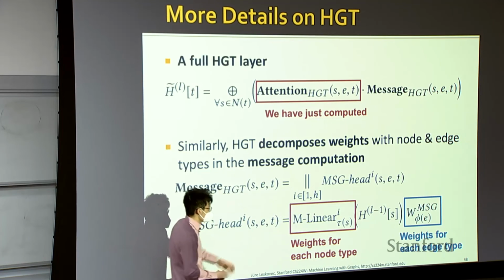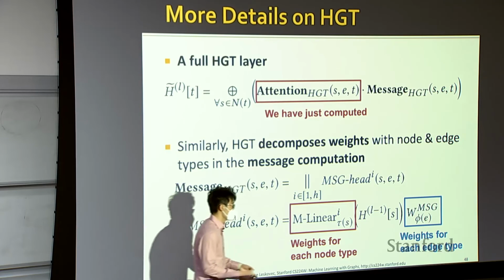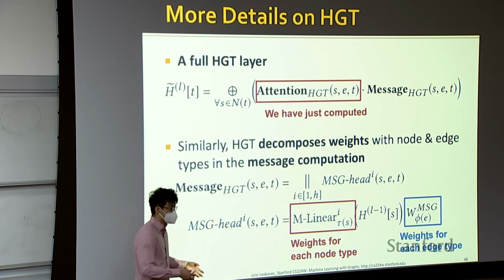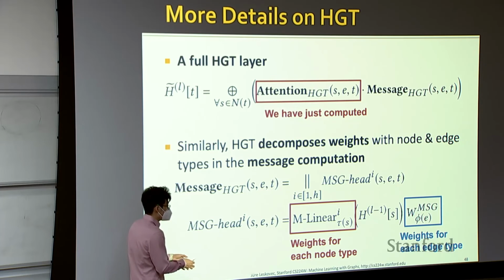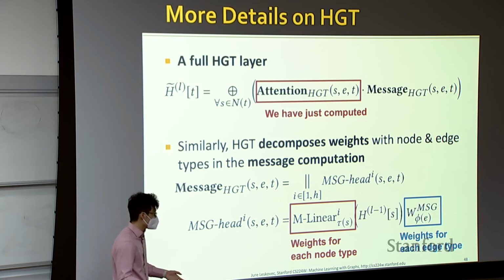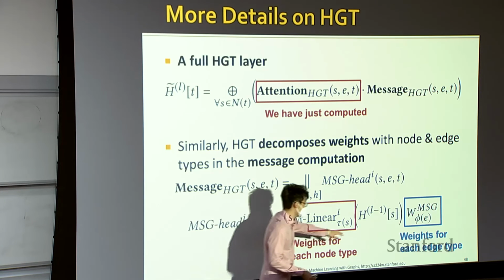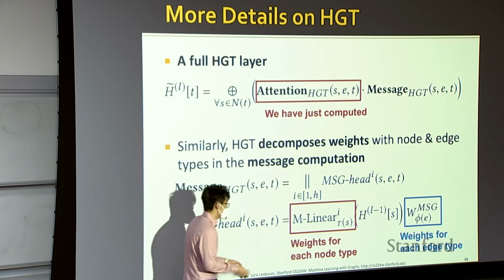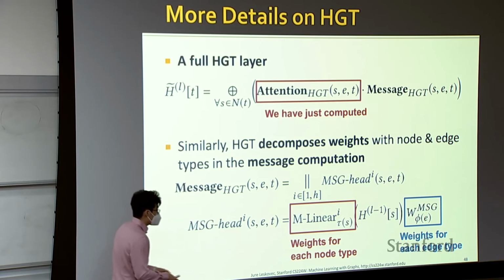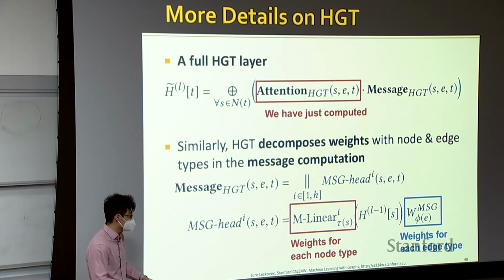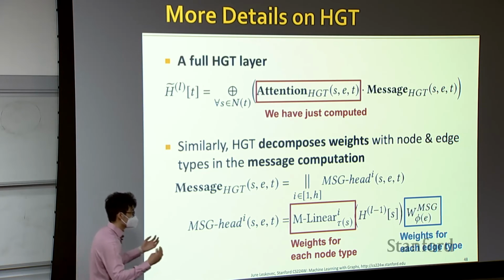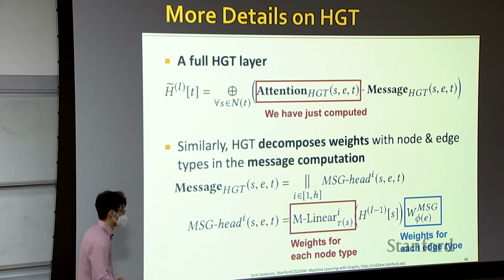So you see that instead of modeling each particular relation type, where we have a number of weights equal to the number of relation types, we now decompose into the weights for node type and the weights for edge type. So now we have a summation of the number of node types and the number of edge types as the number of weight matrices. So we reduce the number of weight matrices we want to use here.